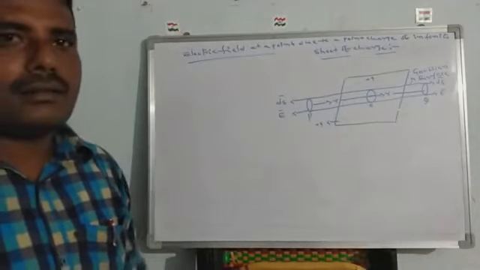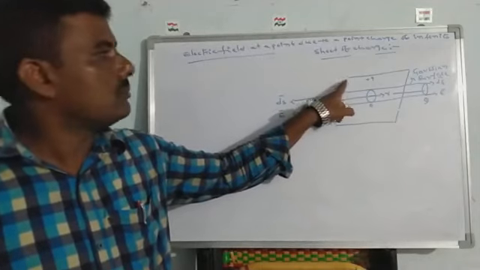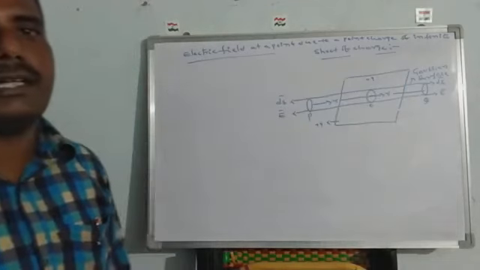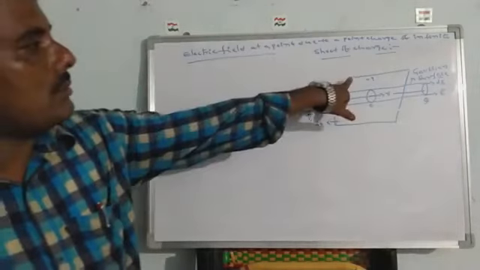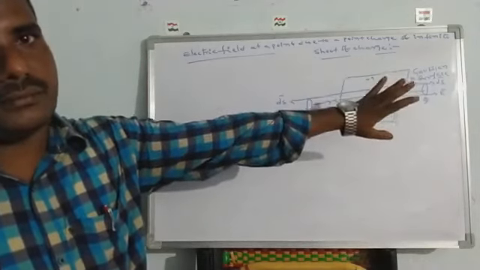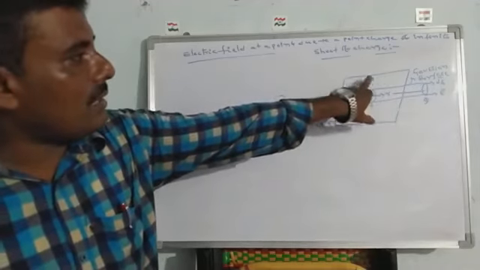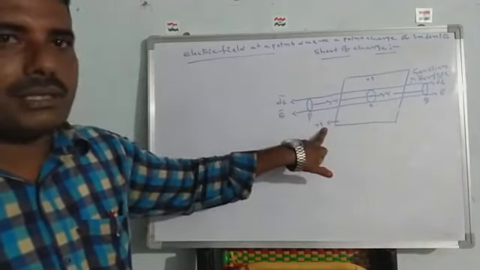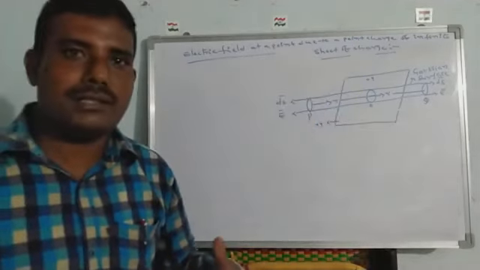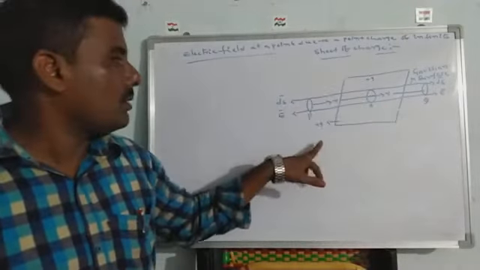So we consider a non-conducting infinite sheet of charge, charged on either side. That charge is plus q and plus q. That means the infinite sheet has charge on both sides, positive charge and positive charge.